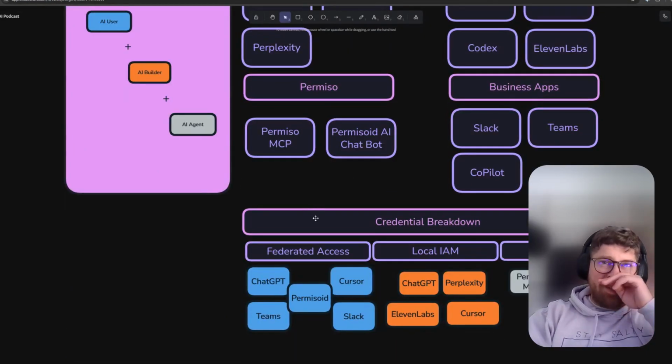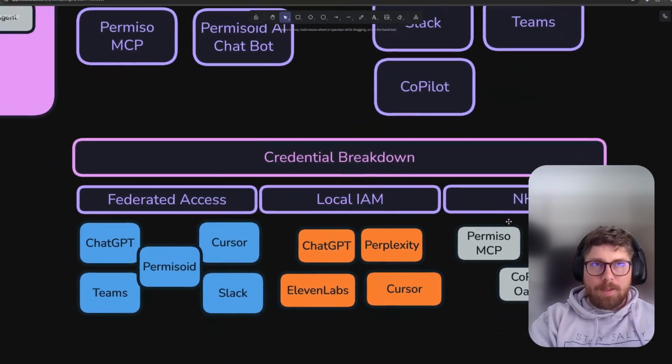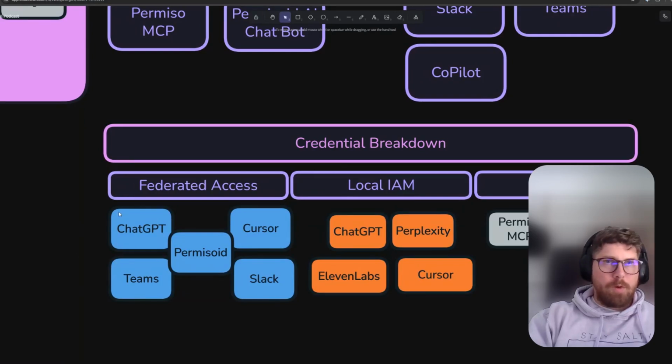So good. I actually forgot I made this. So when we think about it from a credential stance, right? From that same list you have above, if we break down the credential portion of it, well, some of it I'm accessing directly federated, right? So ChatGPT, Teams, Cursor, Slack, even our Permiso AI agent that we have in our product, I get that through my federated normal human identity.